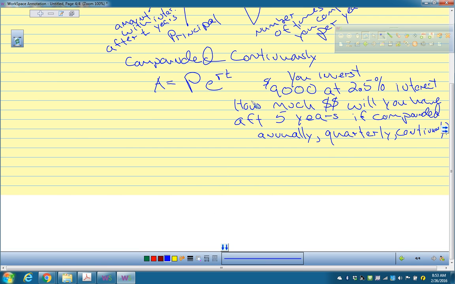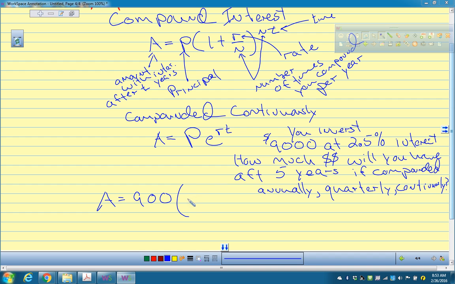So you just plug into the formula. The first thing you do is you want to know A. You're going to plug in 9,000. In the first case, it's 1 plus your interest rate written as a decimal, 0.025. You're just dividing by 1 because it's compounded annually, so n is 1, and t is 5, so it's 1 times 5. So you're really doing 9,000 times 1.025 raised to the fifth power.